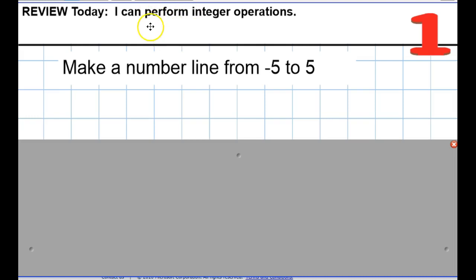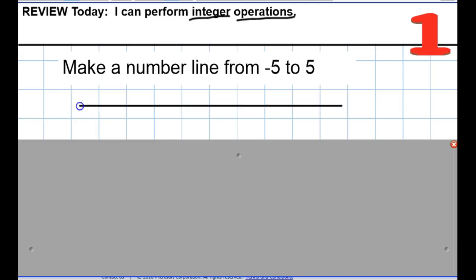So, what we're going to start with is 2 different lessons combined into one today. The first one is going to be integer operations. Then the second one will be mean, median, mode, and range. So, first of all, we'll start with integer operations. The first problem says make a number line from -5 to 5.